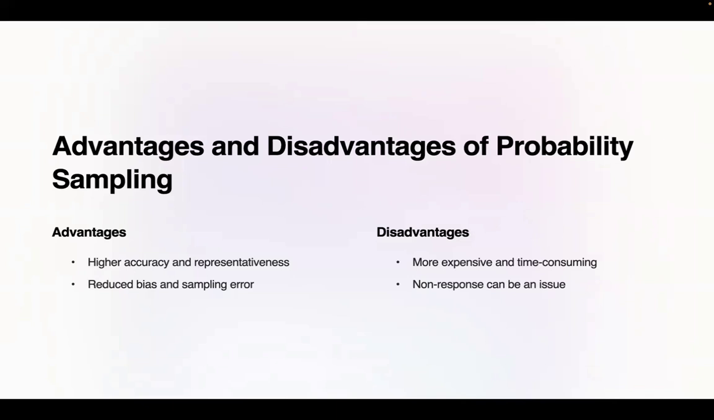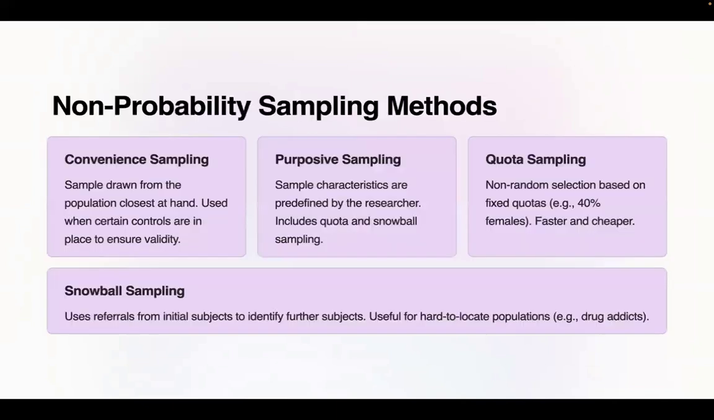If you arrived at a person to ask something and he is non-responsive, this can be an issue. The second method, non-probability sampling methods, in which the first type is convenience sampling. Sample is drawn from the population closest at hand. So if you have to ask about the condition of women, you just went in your society and asked about the condition of women from 10 women.